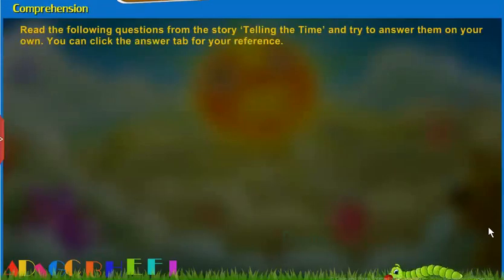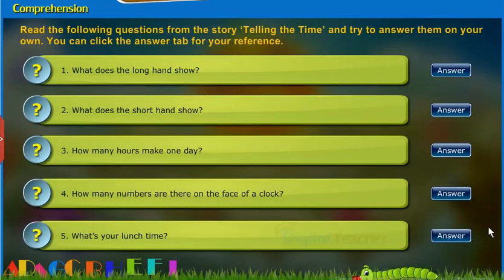Comprehension. Read the following questions from the story Telling the Time and try to answer them on your own. You can click the Answer tab for your reference.